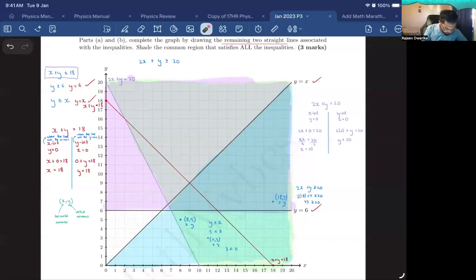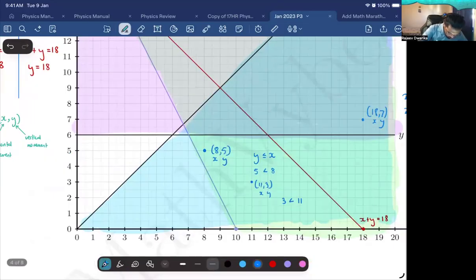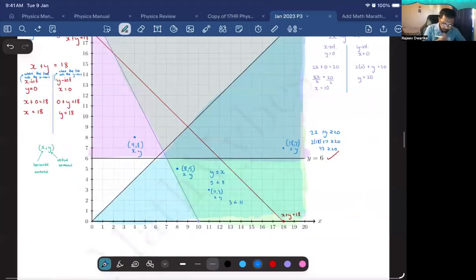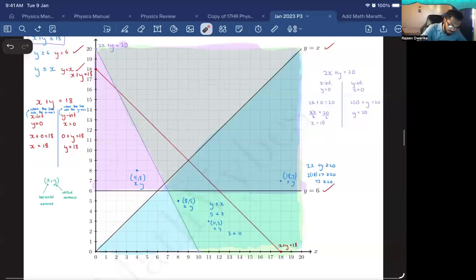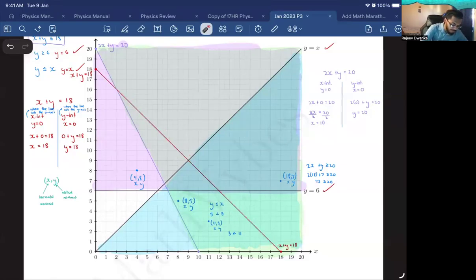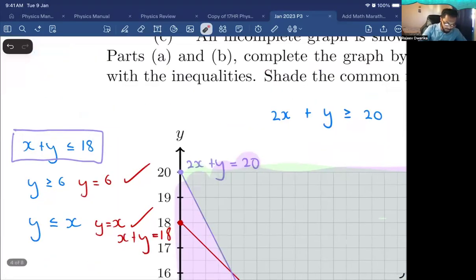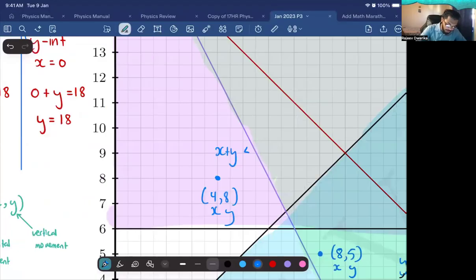4 and 8. You want to pick 4 and 8? Okay. So x is 4 and y is 8. You with me? Yes, sir. And we are trying to test x plus y is equal to 18. The line for that would be this line over here, right? And the inequality says that x plus y must be less than or equal to 18.